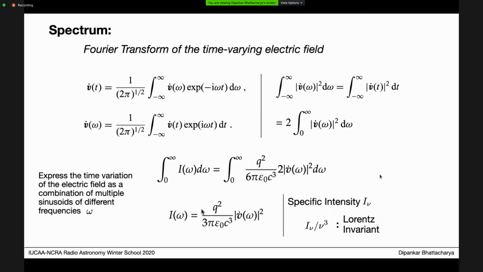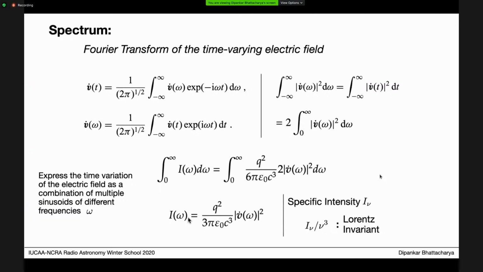So this is now the spectral power. At different frequencies, I will have different values of this I of omega. And so this intensity as a function of omega then gives me the spectrum.